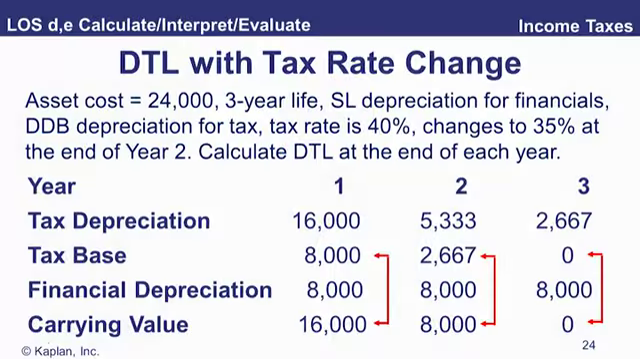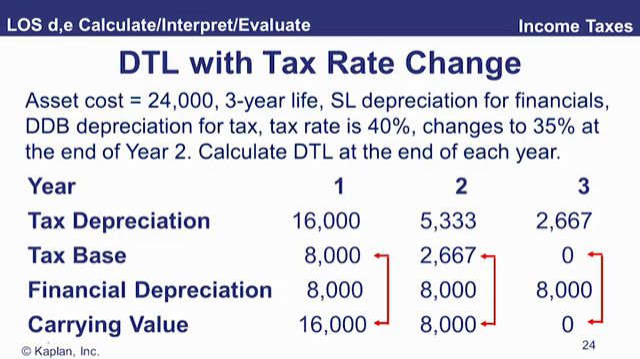Okay, let's have a look at the deferred tax liability with a change in tax rate, therefore. Here we've got an asset that cost us $24,000 initially. It's got a 3-year life, and they're using straight line depreciation in the accounts and double declining depreciation in the tax returns. And we've been given a tax rate of 40%. And this time our tax rate is going to change to 35% at the end of year 2. So this time our deferred tax liability is going to shrink as a result of that change.